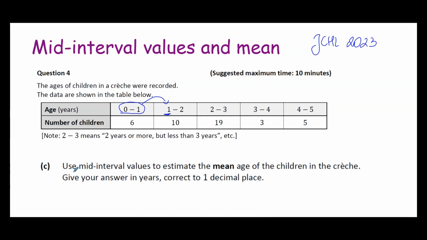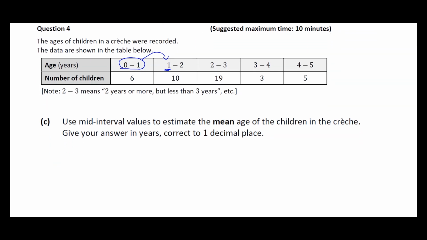So in this part, we have to use midpoint interval values to estimate the mean age of the children in the crèche. Give your answer in years correct to 1 decimal place. So generally, when we do the mean, how do we do that? Well, we add up all the data, isn't it? And then we divide by how many numbers we added. So if it is a normal mean, we add all the data, and then we divide by the number of data added.